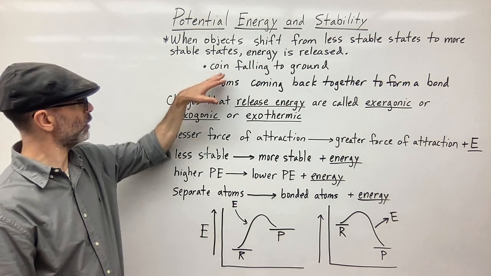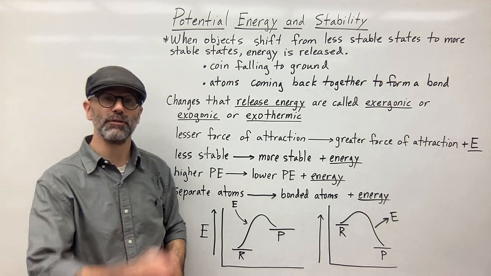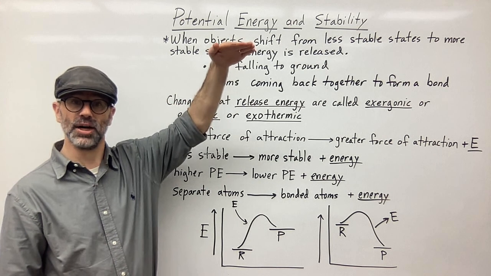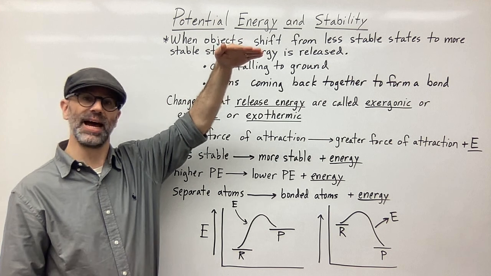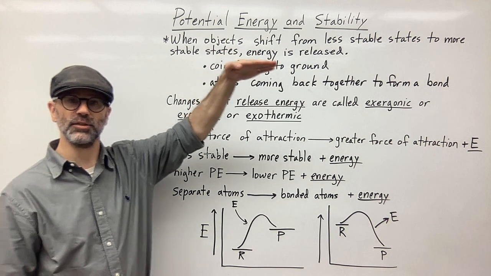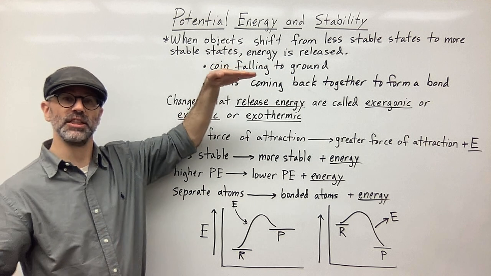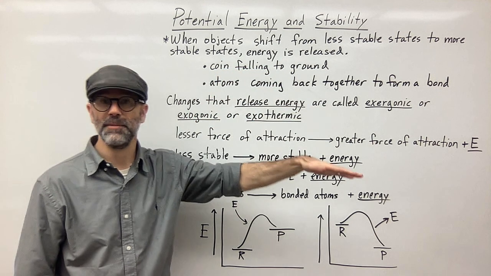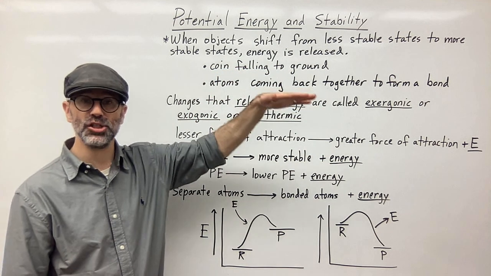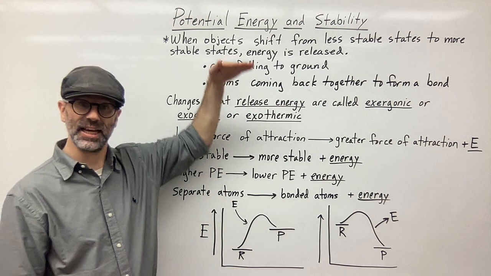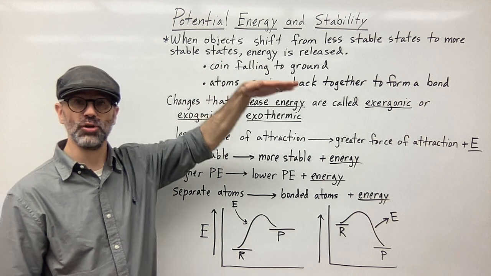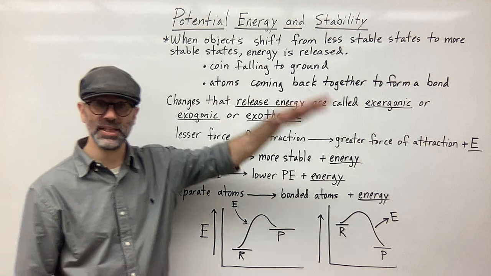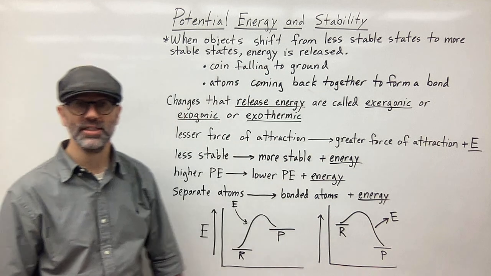So, for example, a coin falling to the ground. When I flip my coin, it increases in potential energy, comes to a stop here at its highest height, and then it starts to fall back. That potential energy is being converted into kinetic energy along the way. So that is a shift from less stable, high potential energy to more stable, towards the ground. So less potential energy as you go down.